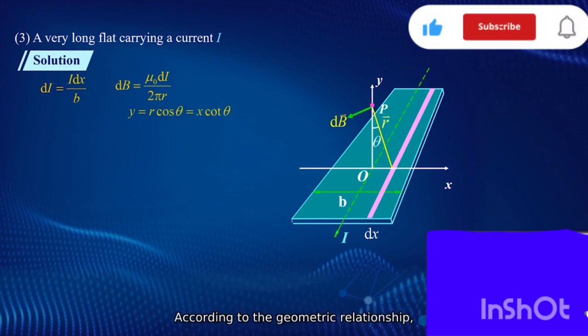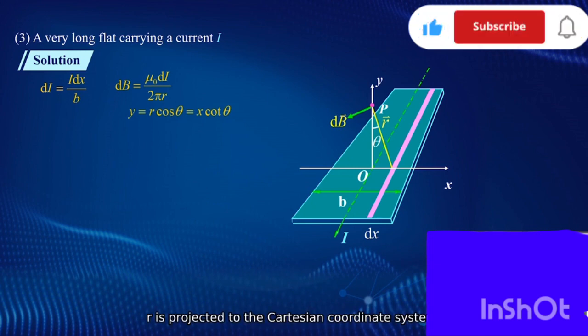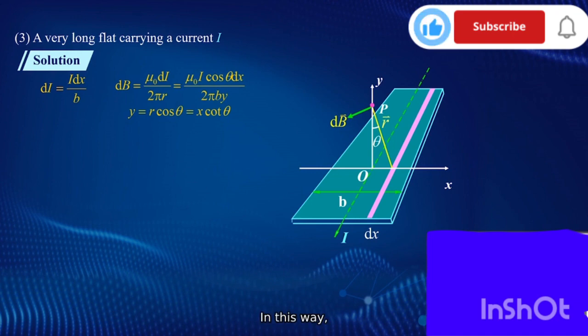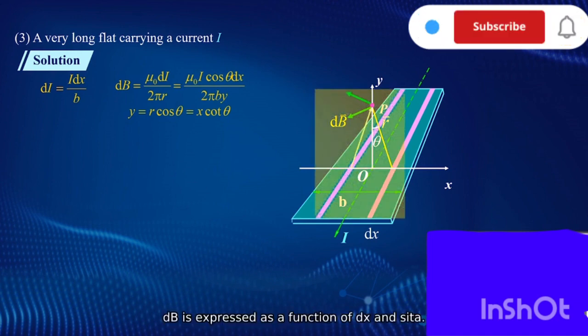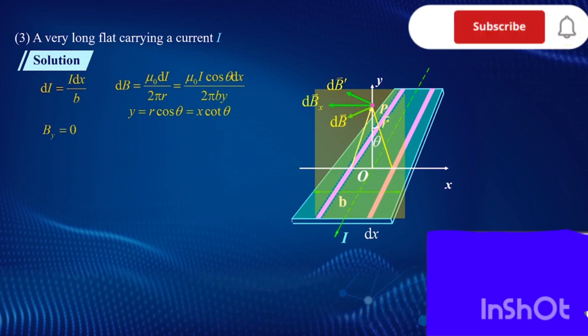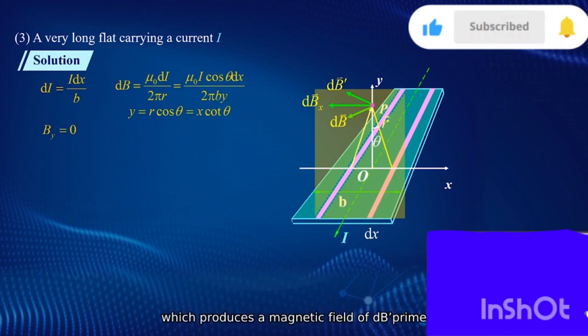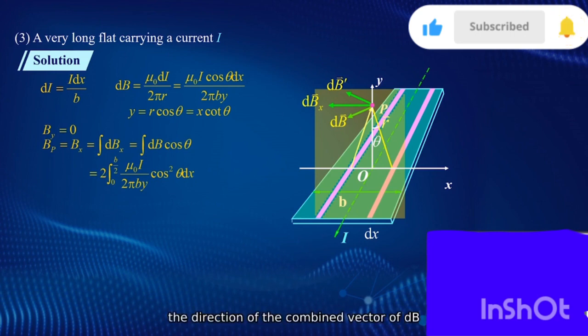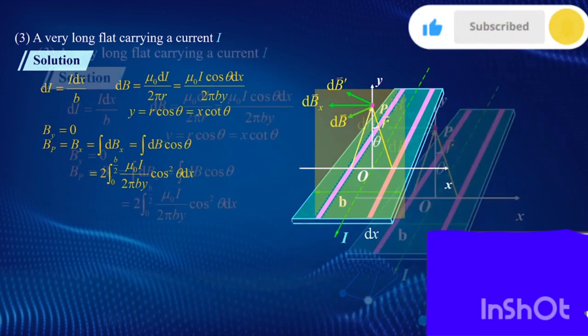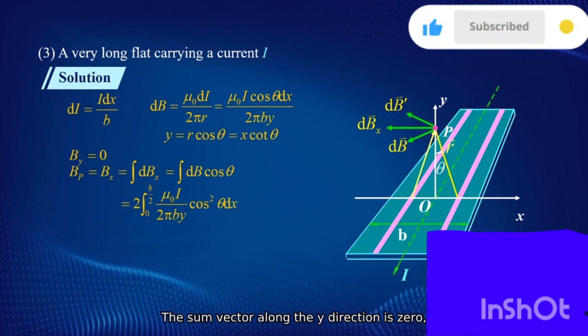According to the geometric relationship, r is projected to the coordinate system, where theta is the angle between r and the y-axis. In this way, dB is expressed as a function of dx and theta. Next, we consider the current element symmetrically placed to the dx on the other side of the plate, as shown in the figure, which produces a magnetic field of dB prime in a diagonally upward direction. According to the symmetry analysis, the direction of the combined vector of dB and dB prime is the negative direction of x. The sum of the vector along the y direction is 0.